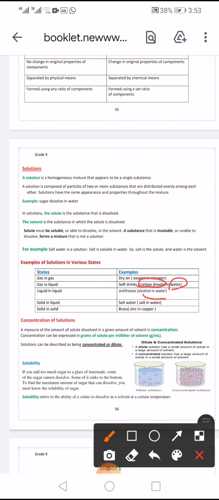Solid in liquid, like what? Like salt in water. Solid in solid, like zinc in copper. These are examples of solutions.